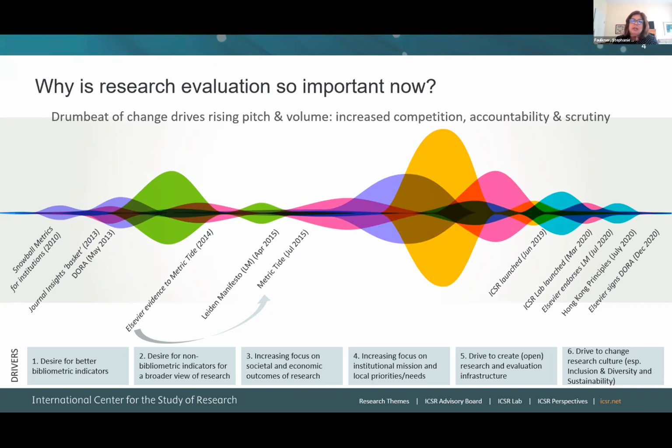But the open science agenda is really closely interlinked with this rise in research evaluation over the past 10 years. And finally, the last driver is about the drive to change research cultures globally. And there are many different global cultures and quite a need for change for the better, especially around inclusion and diversity and sustainability. Many organizations, including Elsevier, as well as researchers and institutions and funders around the world, are really focusing on things like the UN Sustainable Development Goals and how research supports those.